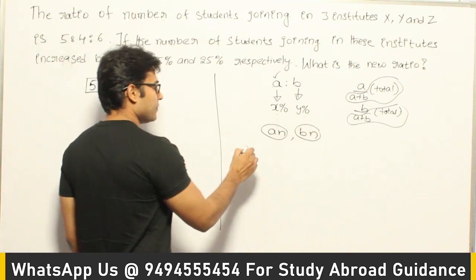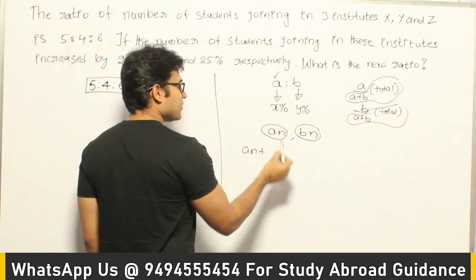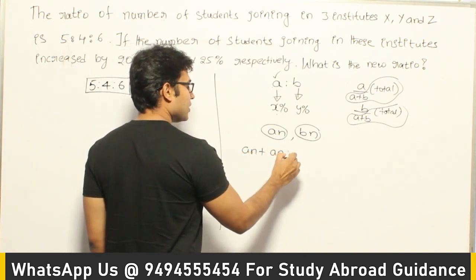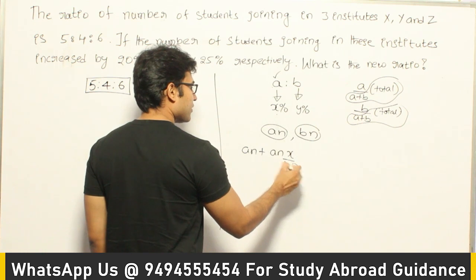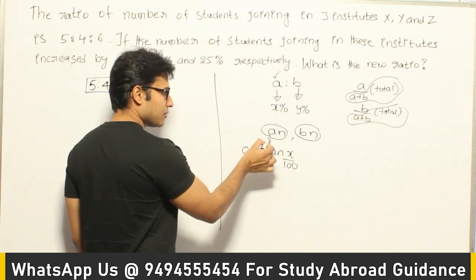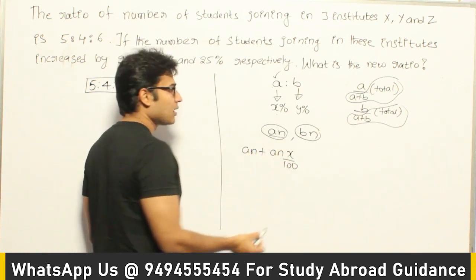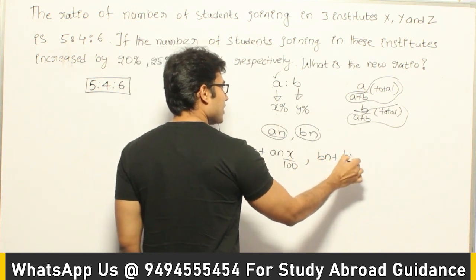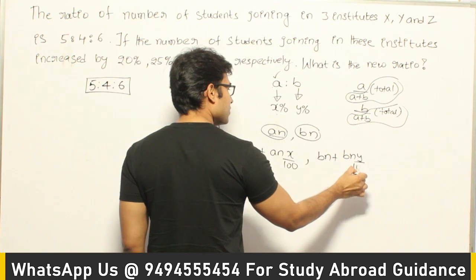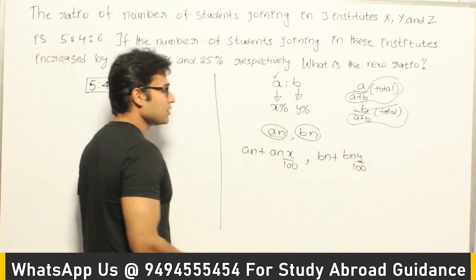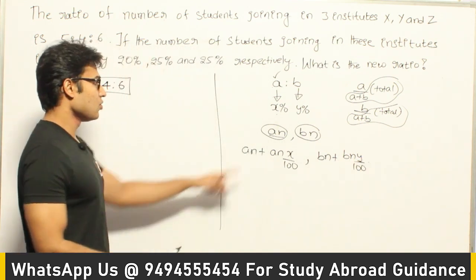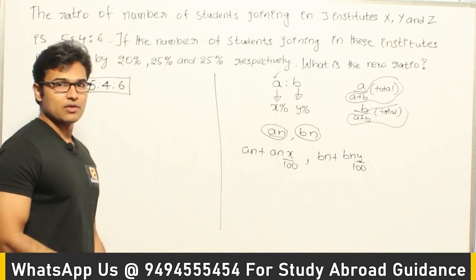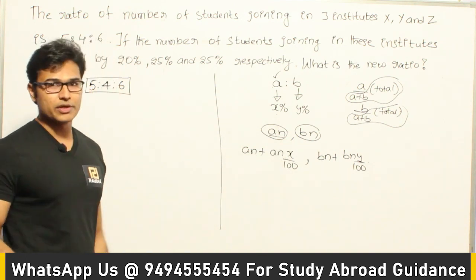New values would be AN plus, this value is incremented by X%, AN into X by 100, right? It is nothing but incrementing this value by X%. And what about the other one? BN plus, this value is incremented by Y%, BN into Y by 100. Now these are the new values. These are the old values and these are the new values. Now you are supposed to find out what the new ratio is.